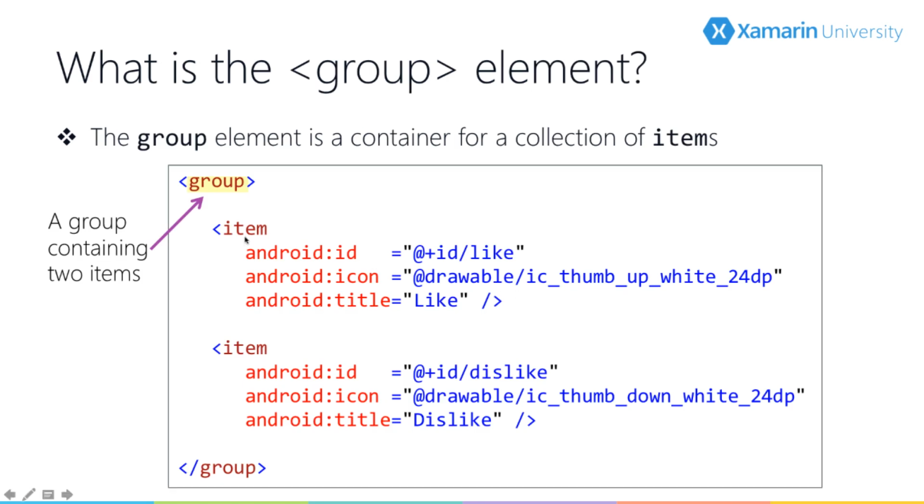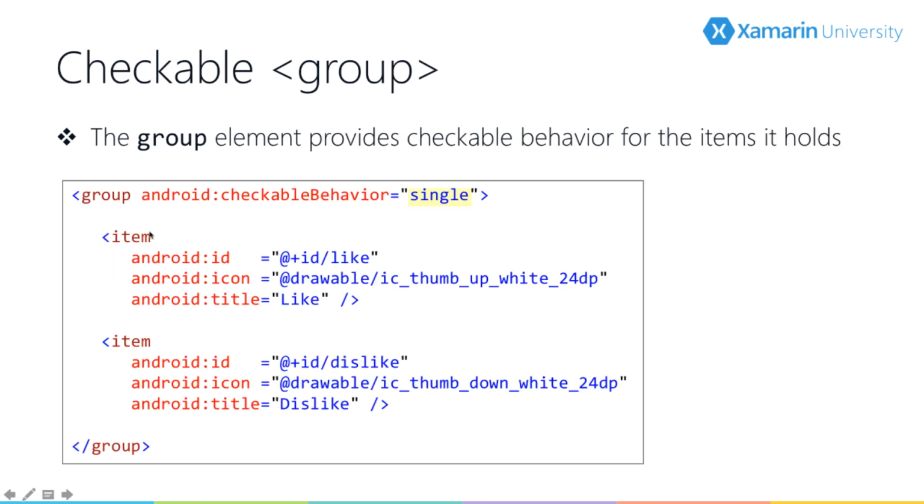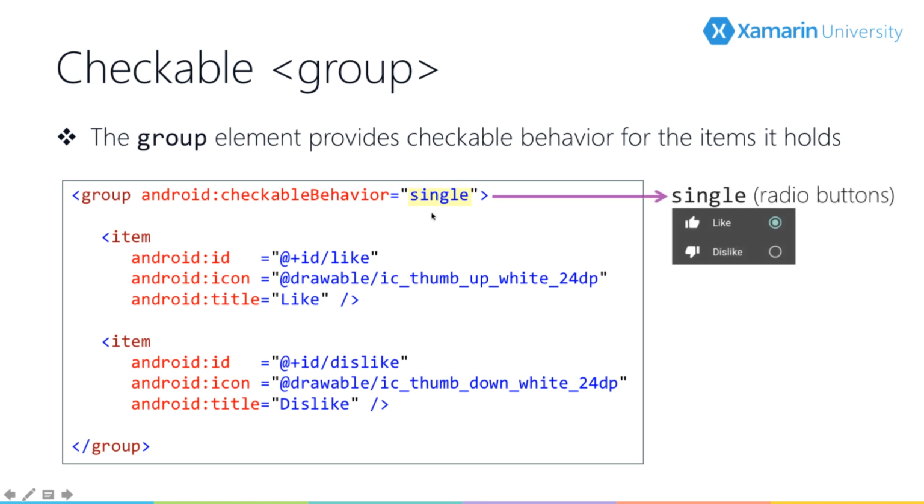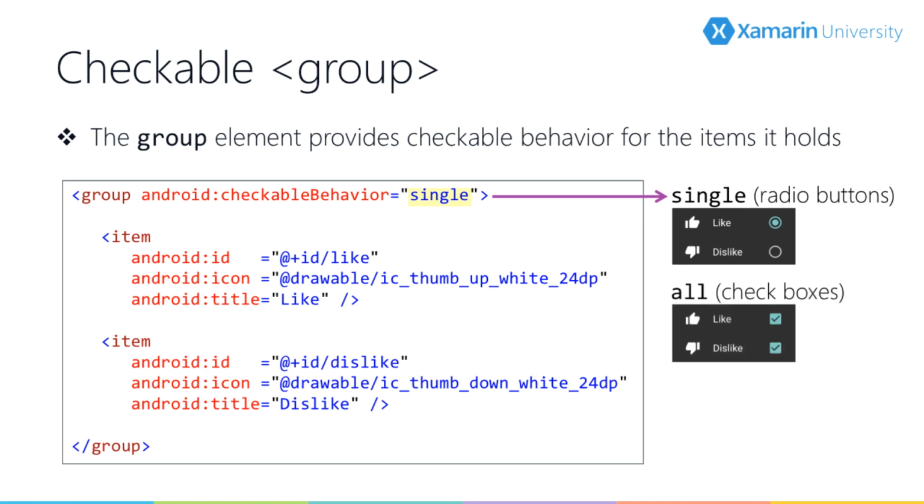So a group is a container, but it's also the sort of unit of checkability. So here I have a group and then several items inside it. The group element is the thing that gives you the checkable behavior. So there's an attribute here and you have 3 choices. Single means one at a time, which is radio buttons. All means they're not mutually exclusive, so you get checkboxes. And this UI over here, the radio buttons and the checkboxes, that's all built for you automatically. And then the default is none. All right, so this would just be a grouped submenu with no checkable behavior at all.